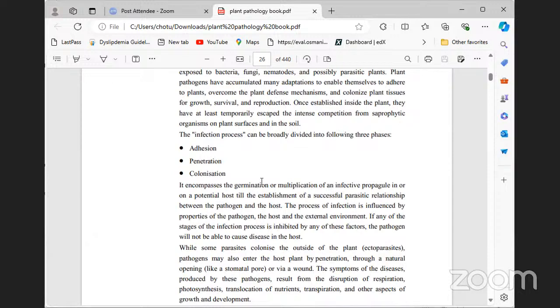While some parasites colonize outside of the plant, meaning ectoparasitic, inside the plant means endoparasitic. Some parasites are both, inside and outside. Outside is called ectoparasitism. Pathogens may also enter the host plant by penetration. Enter the host by penetration.